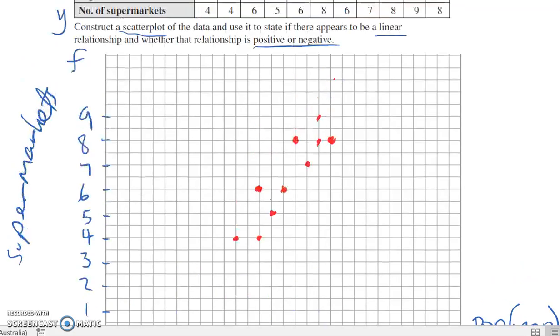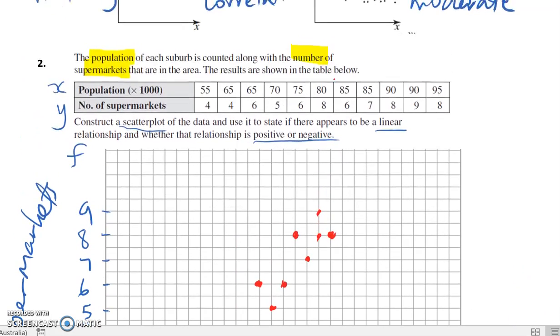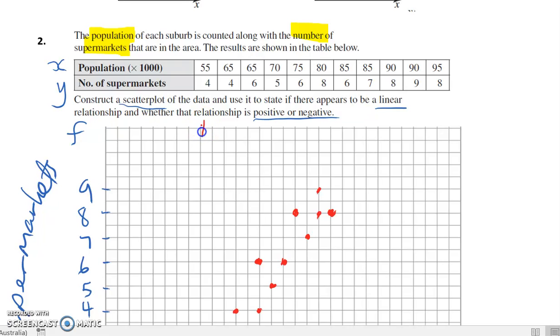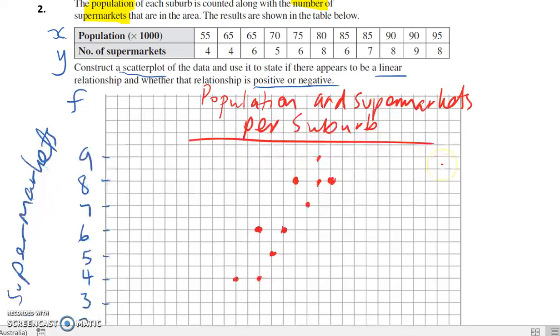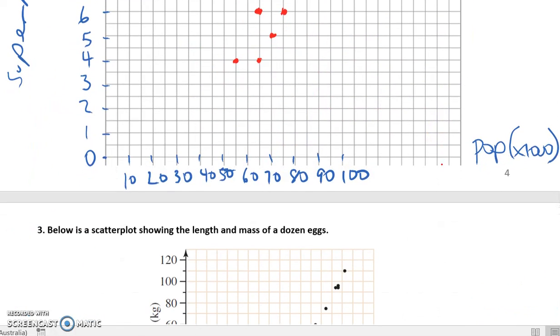Okay, so that's my scatter plot. I'm going to give it a title. I'm going to go population and supermarkets per suburb. Something like that.